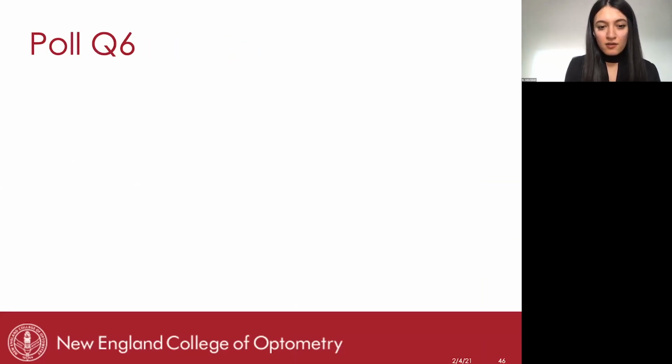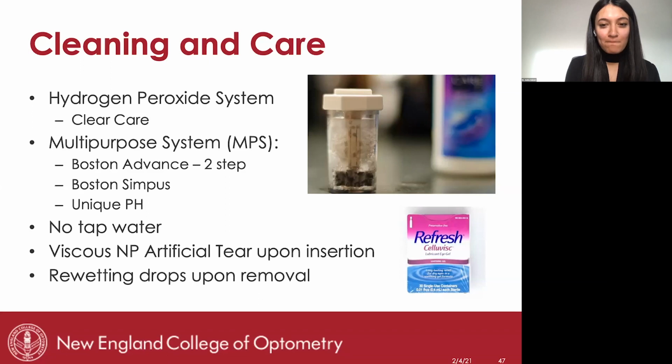All right. I'm going to skip this poll question, actually, in the interest of time. Thank you. And then we'll move on to our last slide here on cleaning and care. I like to use the hydrogen peroxide system to clean the lenses. So Clear Care is something that's available here in the United States that we like to use a lot. You can use other types of multi-purpose solutions like Boston Advance, the 2-step, or multi-purpose solutions like Simplus and the Unique pH. Again, no tap water at all.